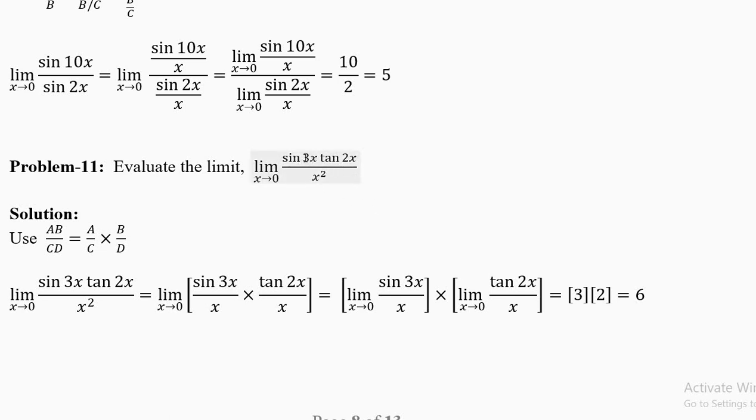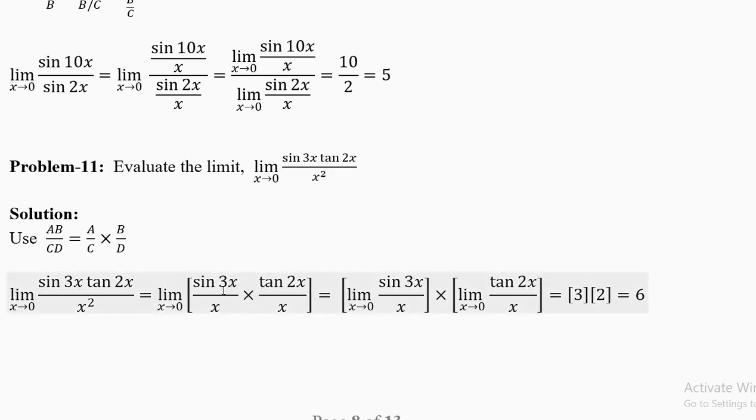Now if you put x equal to 0, sine 0 is 0, tan 0 is 0, 0 square is 0, so it is 0 by 0. What do you do? a by b divided by c by d equals a by c into b by d. Now this x square is x into x, so sine 3x into tan 2x. This is multiplication, this is x.